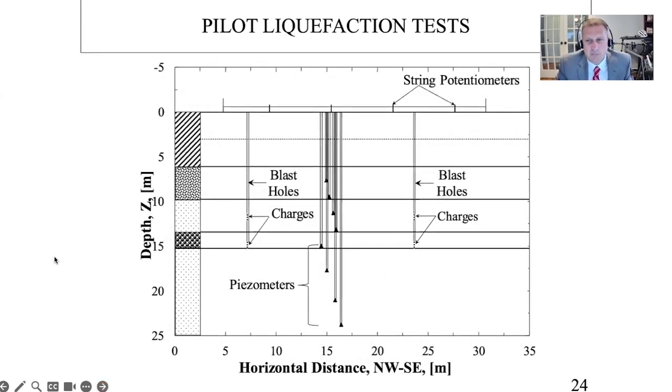So here's what it looks like, the blast holes. We had 2 decks of charges. The bottom deck was shot first, and then we would move up directly into the top deck. The piezometers as a function of depth in these 2 rings are at different locations surrounding the piles.